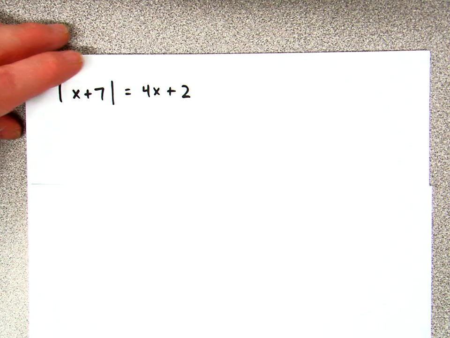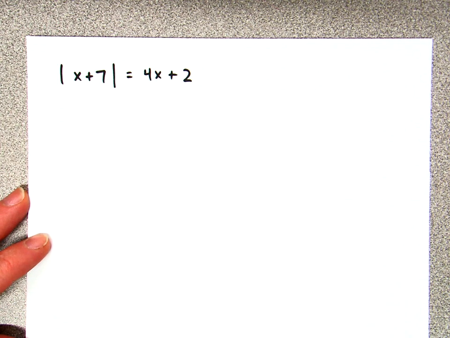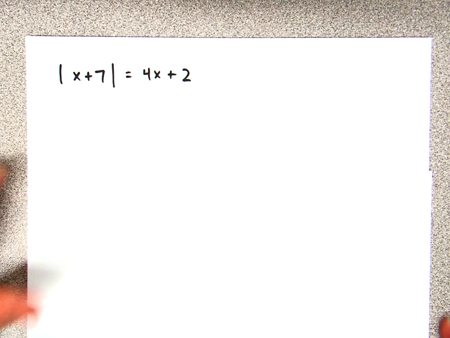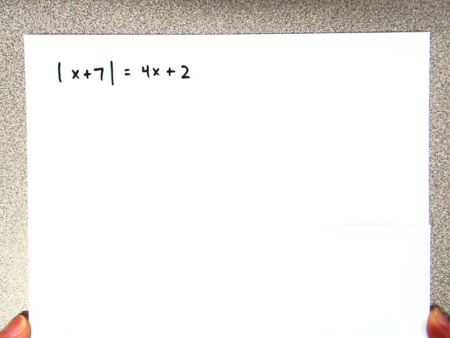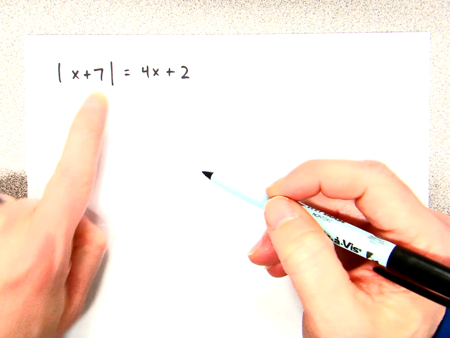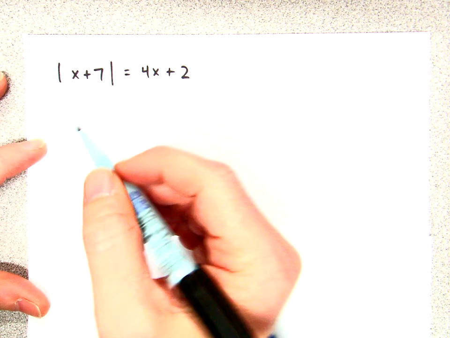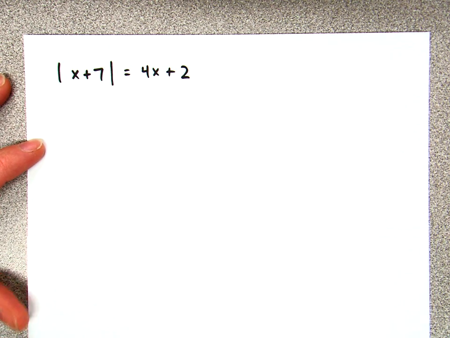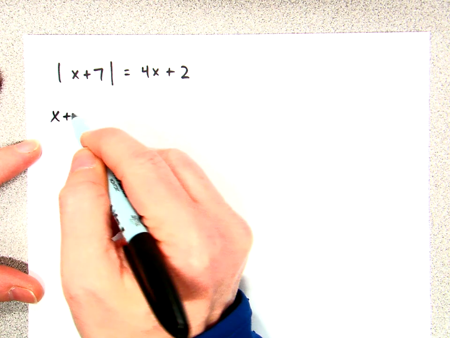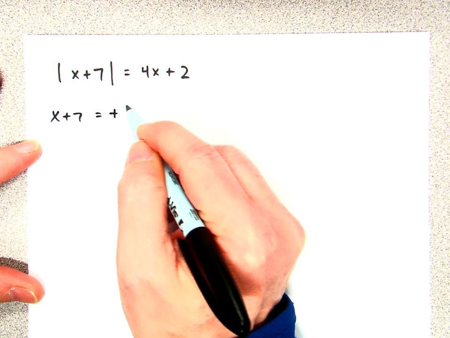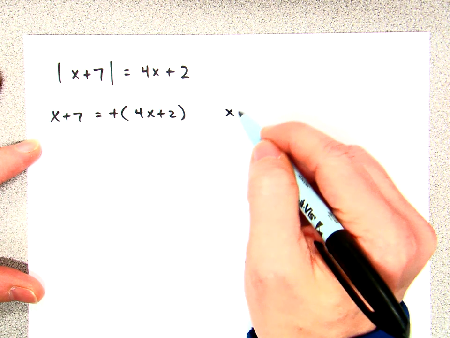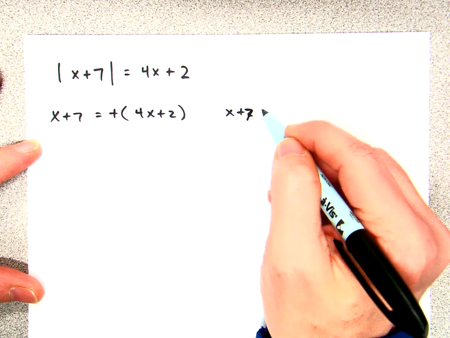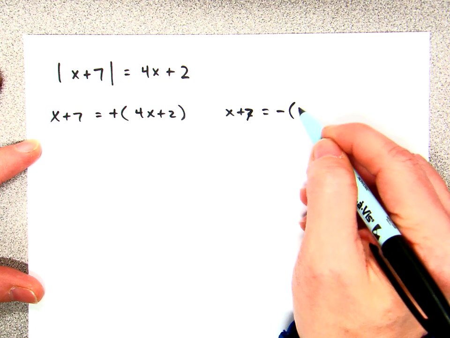All right, let's try this one. So we got some other things going on here, but that's not our focus. The absolute value is our focus. So we're going to try to remove this absolute value first. He's already isolated, which is good. So that means I can split them. I can say the expression inside is either equal to the positive version of this, right? Or the expression inside is equal to the negative version of this.